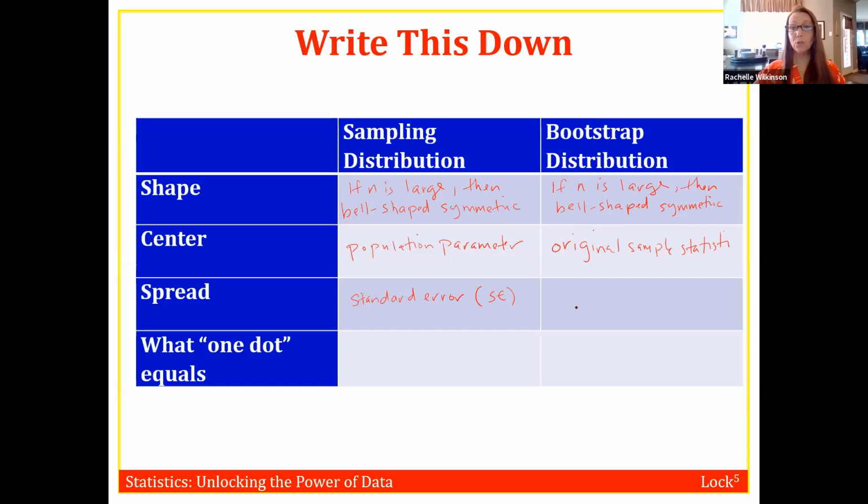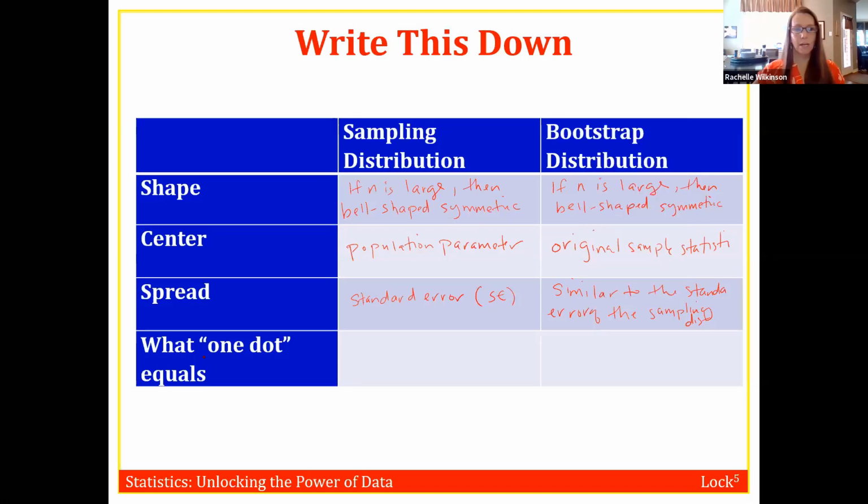All right, and for the bootstrap distribution, the whole reason why we're constructing the bootstrap distribution is to mimic the variability of the sampling distribution. So the bootstrap distribution does have variation very, very similar to the standard error. So I'm going to say similar to the standard error of the sampling distribution. So the bootstrap distribution is going to have variation that is very similar to the standard error of the sampling distribution.